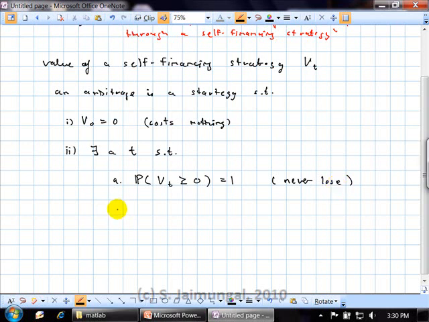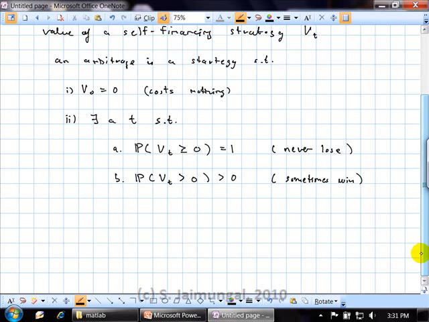You never lose. B, the probability that you end up with a strictly positive value is also positive. It's not one, but it's positive. So this means, intuitively, there are some states of the world, some outcomes in which you actually do gain a profit. So you sometimes win here. Okay, so these are the three conditions that you need.